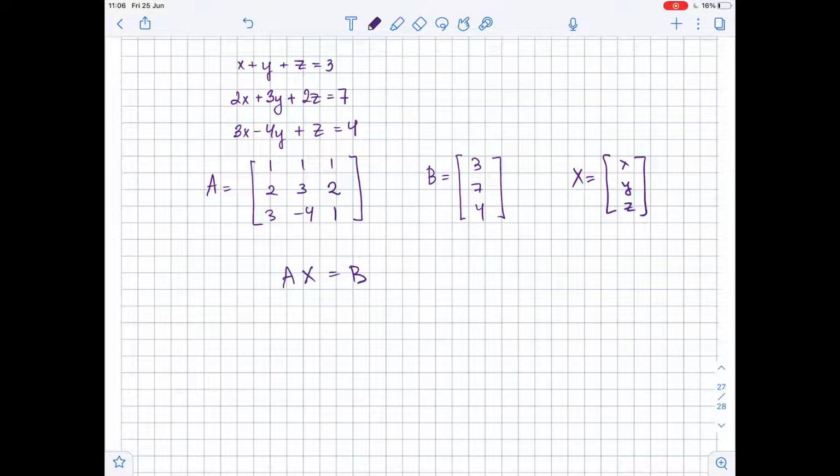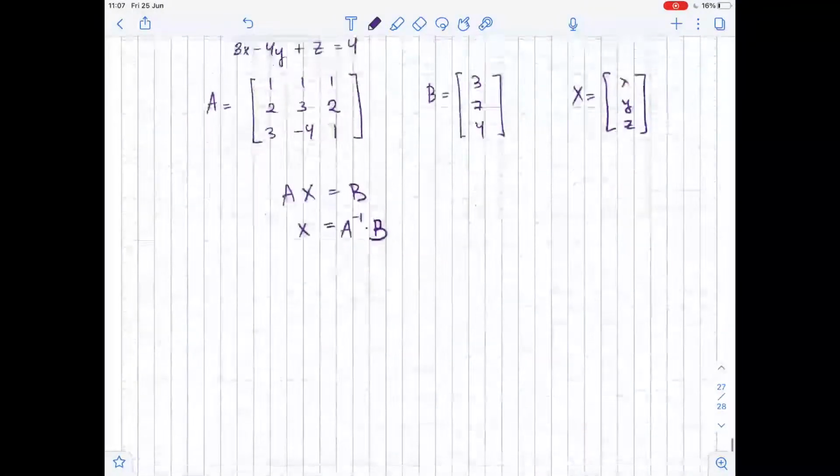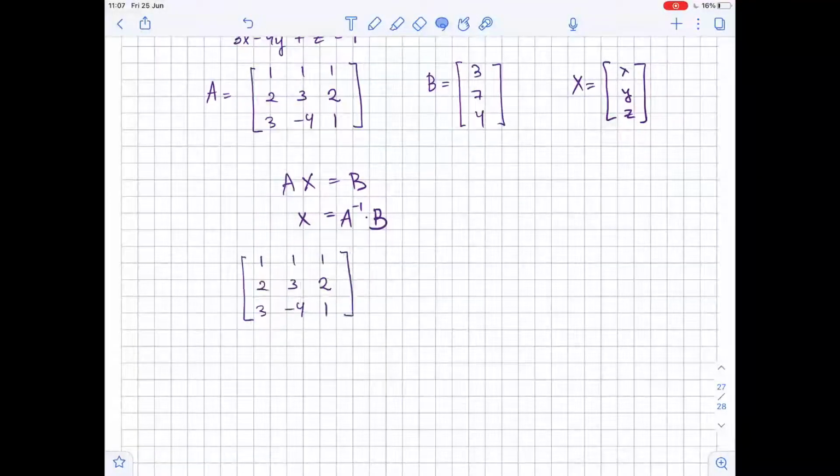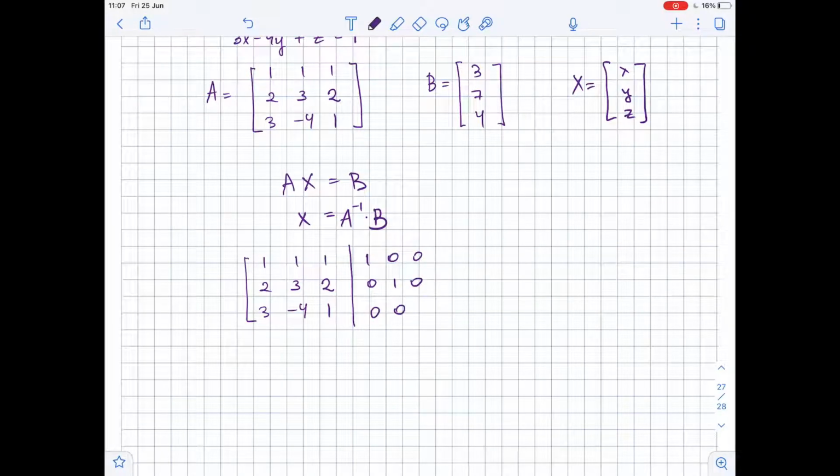Well, since A times X equals B, we know that X equals A inverse times B. So let's start by finding A inverse. We join the identity matrix onto the right of the original matrix, so that we have A on the left side and the identity matrix on the right side. So we get A here and the identity matrix here: 1, 0, 0, 0, 1, 0, 0, 0, 1.